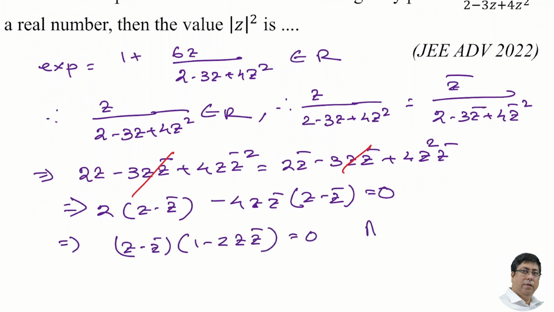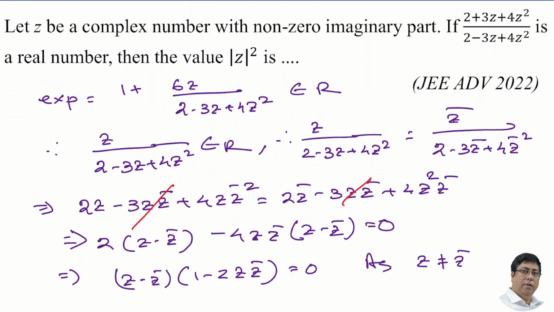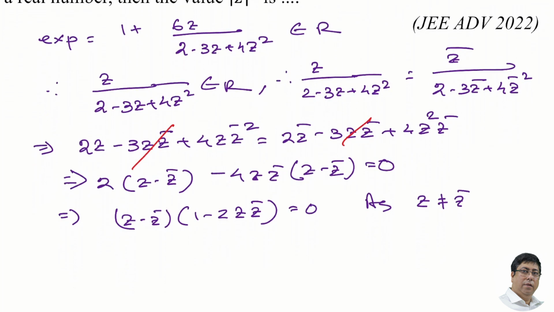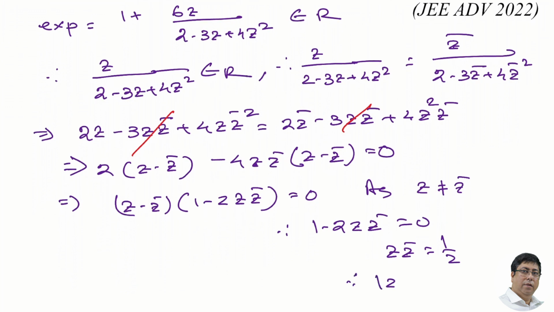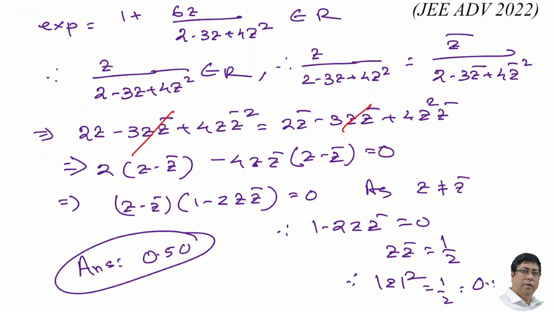equal to 0. As z is not equal to z bar, the reason being that it has been given that it has non-zero imaginary part, which means it is not real, therefore 1 minus 2z z bar equals 0. Therefore z into z bar equals half. Since z into z bar is mod z square, mod z square equals half, that is 0.5. So 0.50 is the final answer.